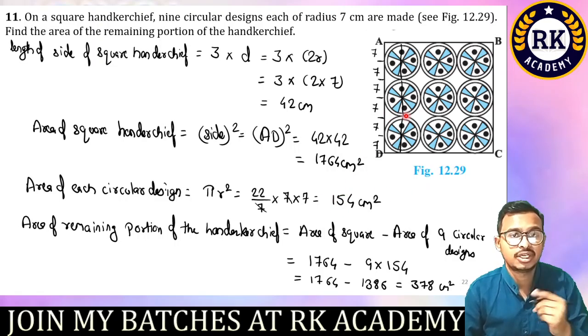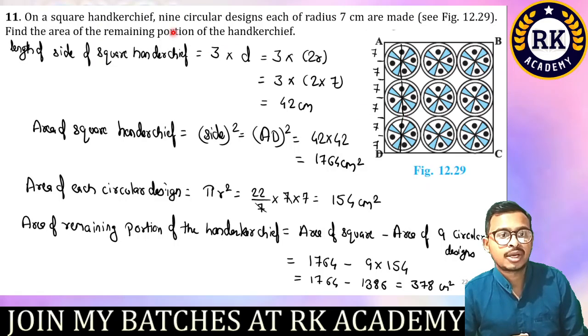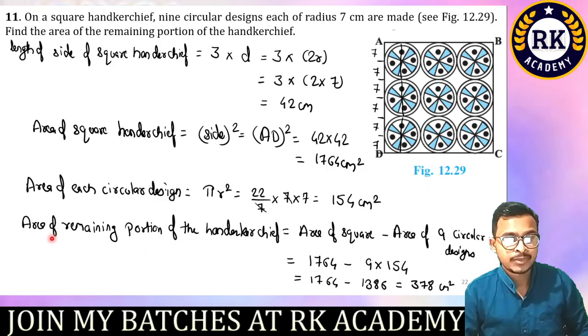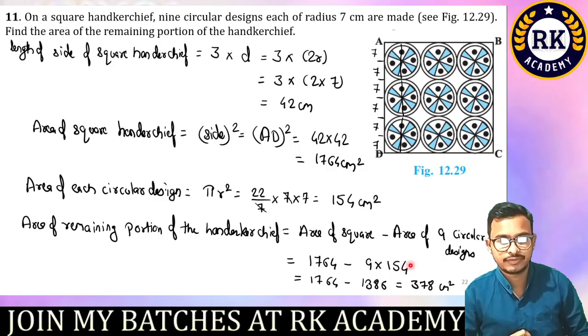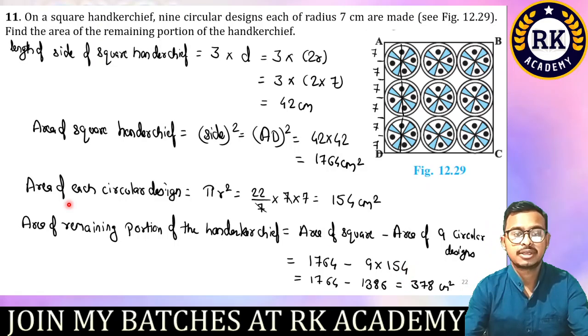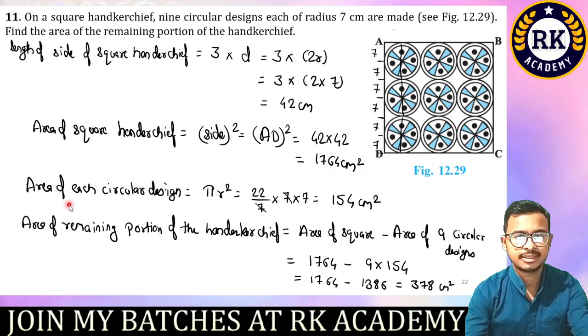Now how many circular designs are present in the figure? I could see 9 circular designs. So the area of the remaining portion of the handkerchief will be area of square minus area of 9 circular designs. So 1764 minus 9 into 154. So what we get? The area of the remaining portion of the handkerchief. Just you have to place and you will get your answer. This is quite an easy sum. Please note it down.